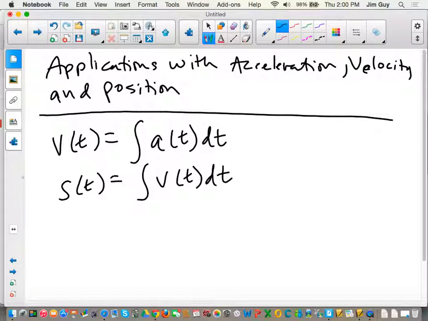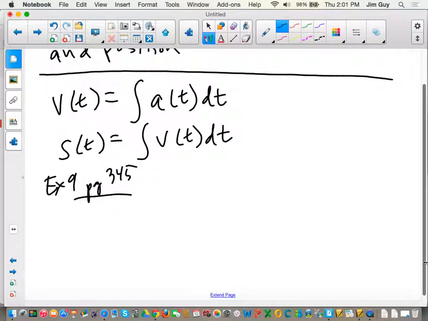So for example 9, on page 345, they give us a whole bunch of information. It says, neglecting air resistance, motion of an object moving vertically along near Earth's surface, so up and down. You've got this object thrown up in the air. The only acceleration is due to gravity, so the acceleration is 9.8 meters per second squared. In other words, they're telling you, here is your acceleration formula, negative 9.8.